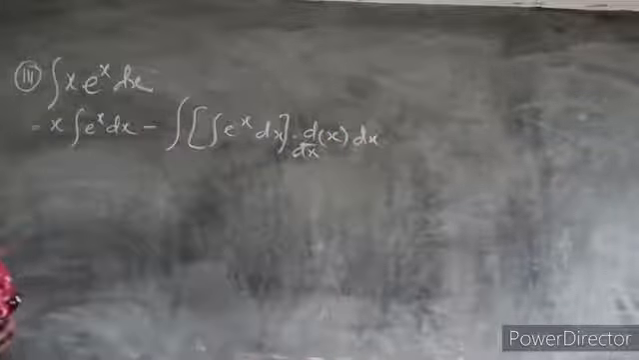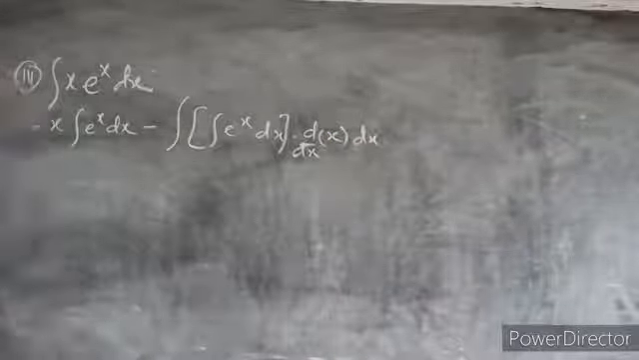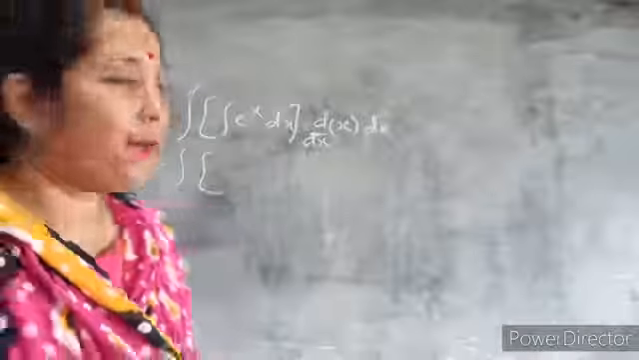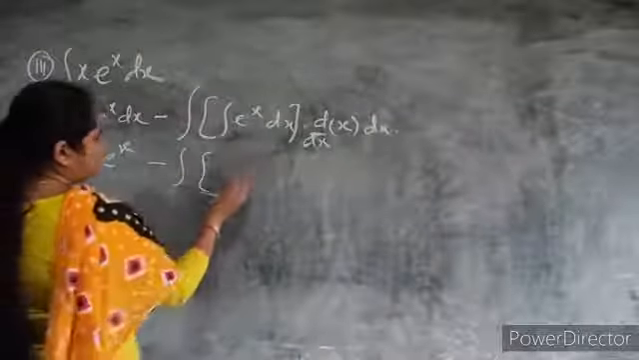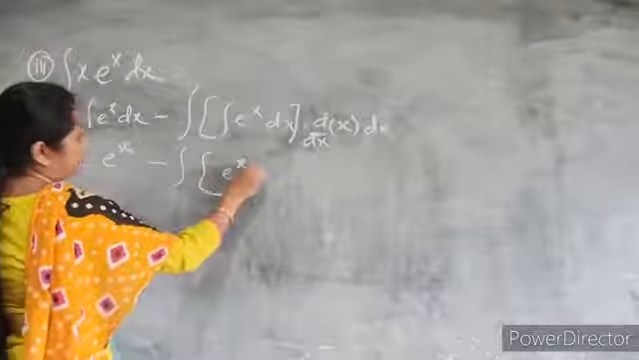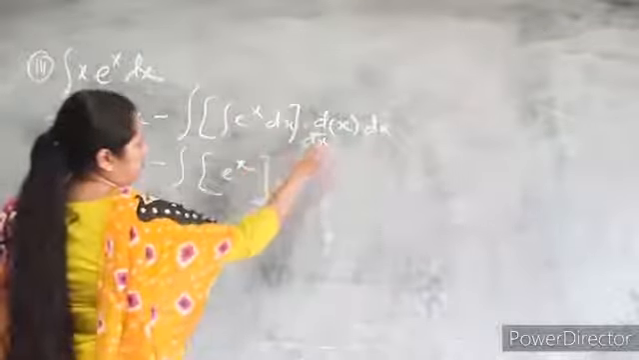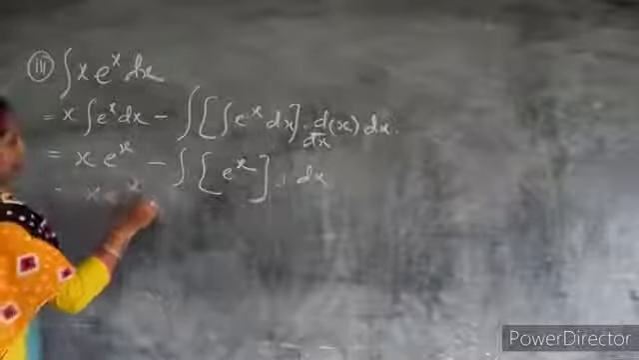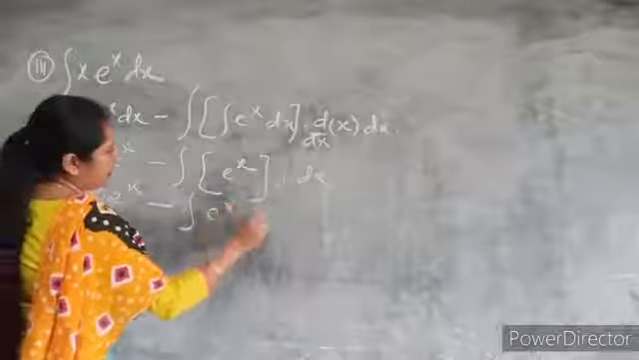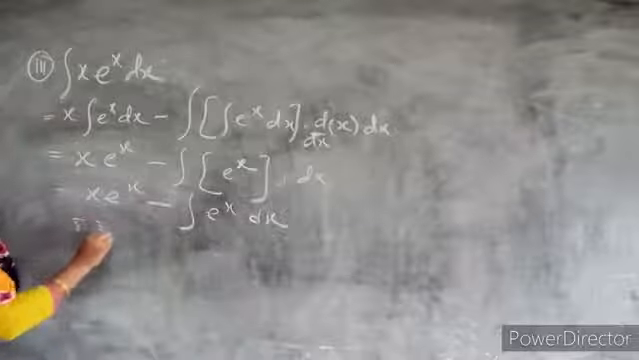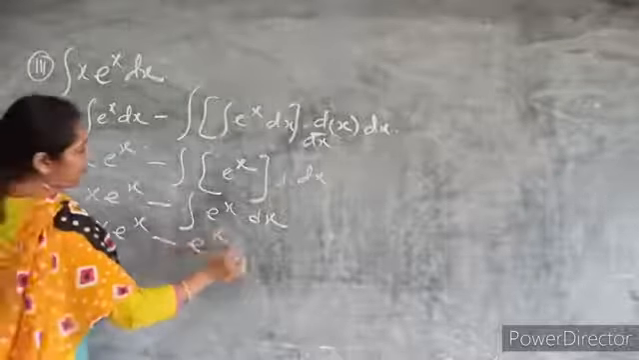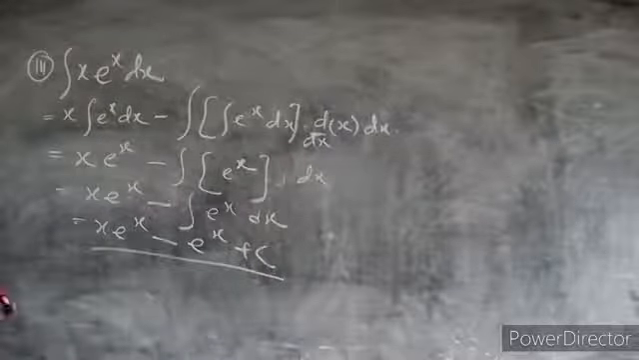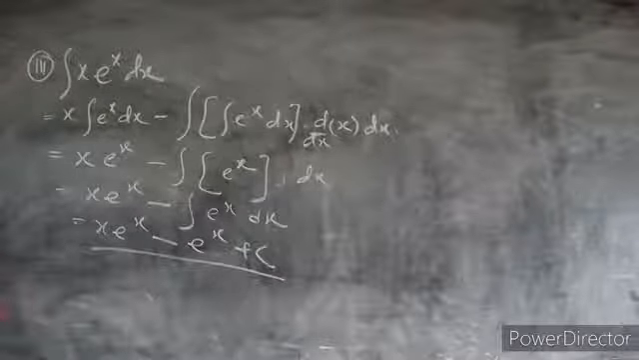dx, isn't it? Okay, so integration of e to the power x will be e to the power x itself. So here, this will be simply again e to the power x. The derivative of x will be 1. So what is the output here? x e to the power x minus integration of e to the power x dx. As we all know, the integration of e to the power x will be e to the power x plus c. So this is the output of your third question, that is integration x into e to the power x dx.